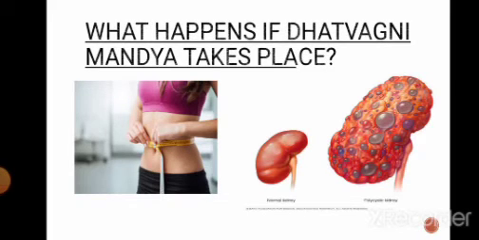What happens if Dhatva Agni Mandya takes place? Increase or decreased state of Dhatva Agni either enhances or reduces tissue growth, respectively. Hence, balanced state of Dhatva Agni is important to control synthesis as well as breakdown process of every Dhatu. For example, increased state of Medo Dhatva Agni will accelerate catabolic rate of Medo Dhatu. Acceleration of catabolism of Medo Dhatu will result in weight loss or Medha Kshaya.